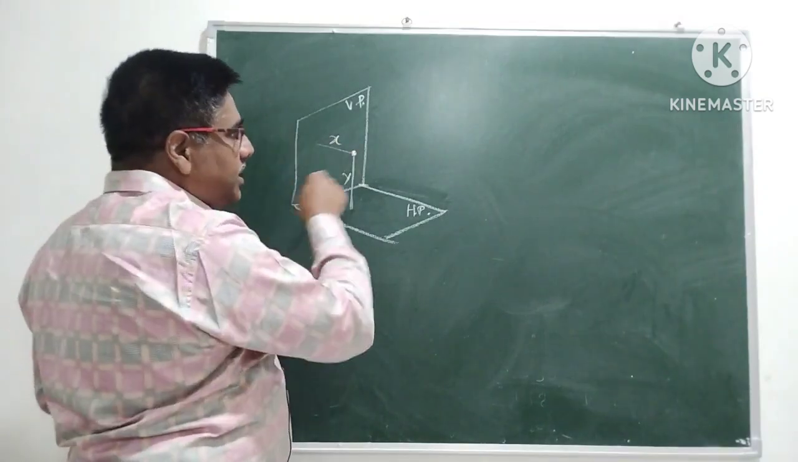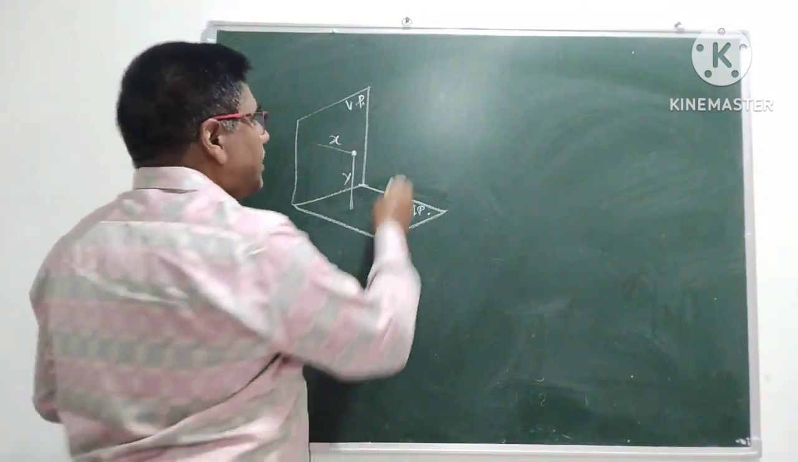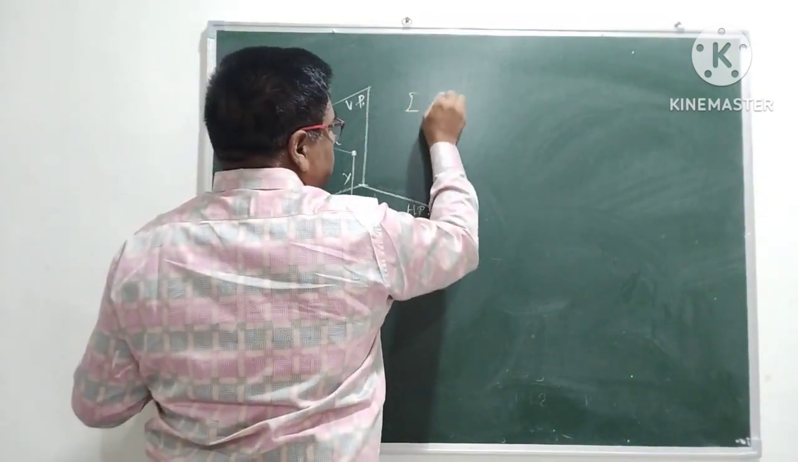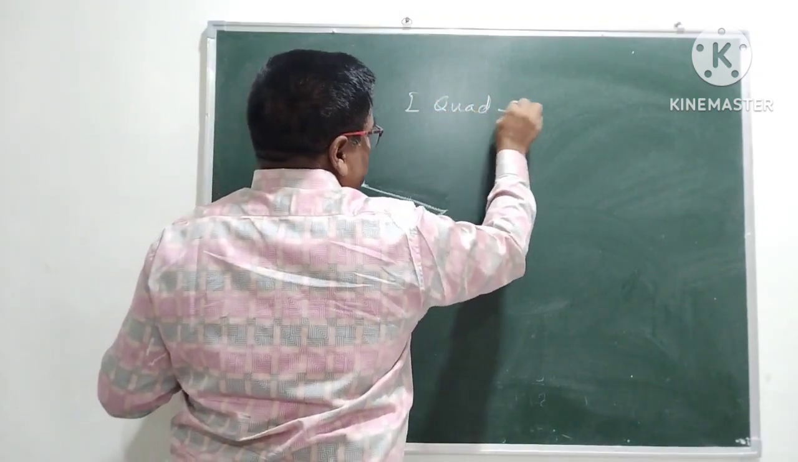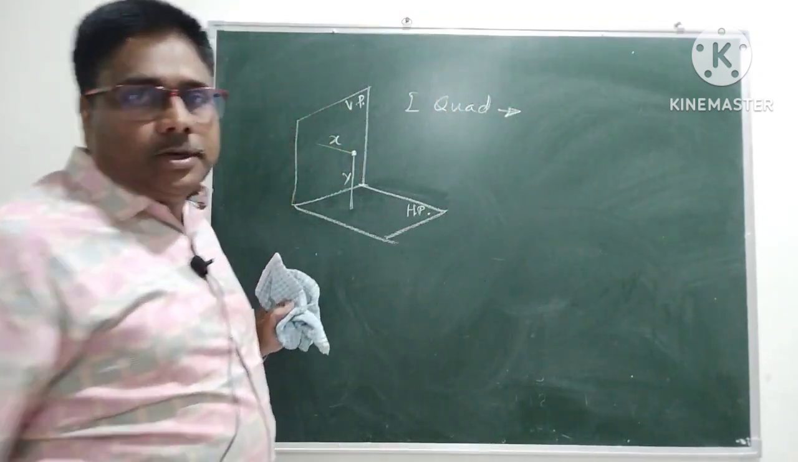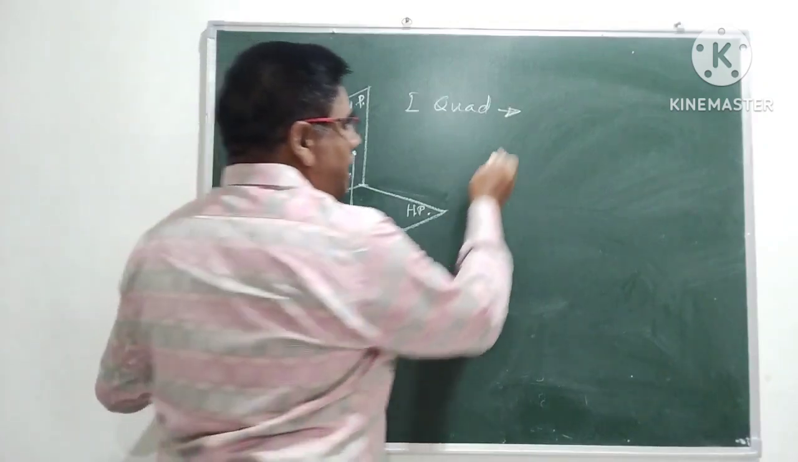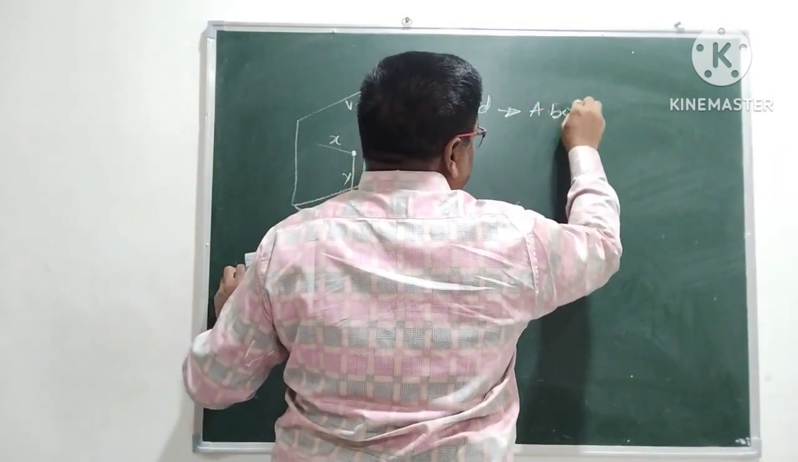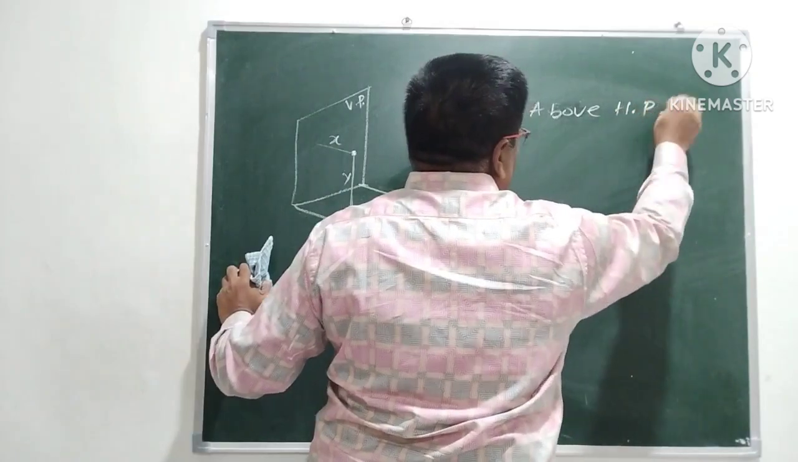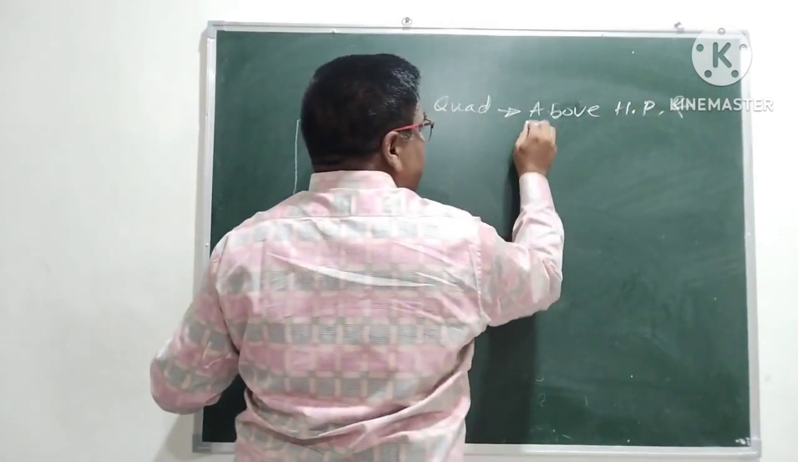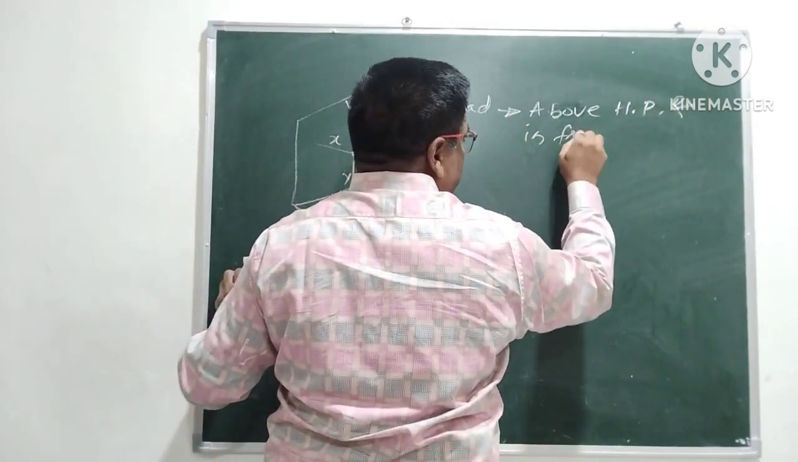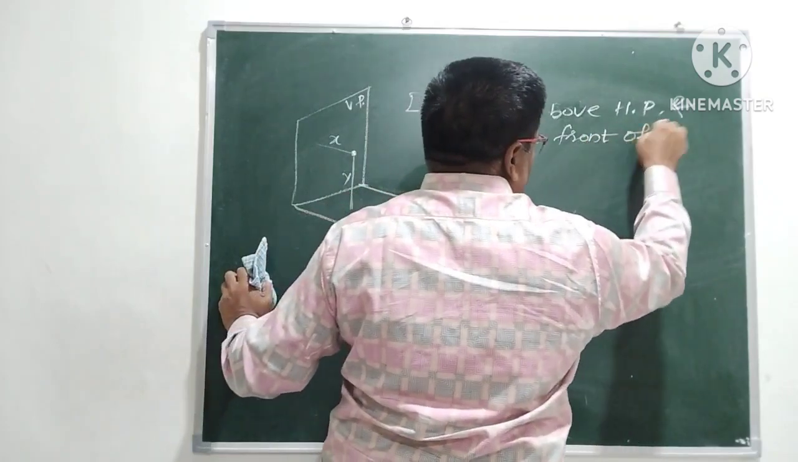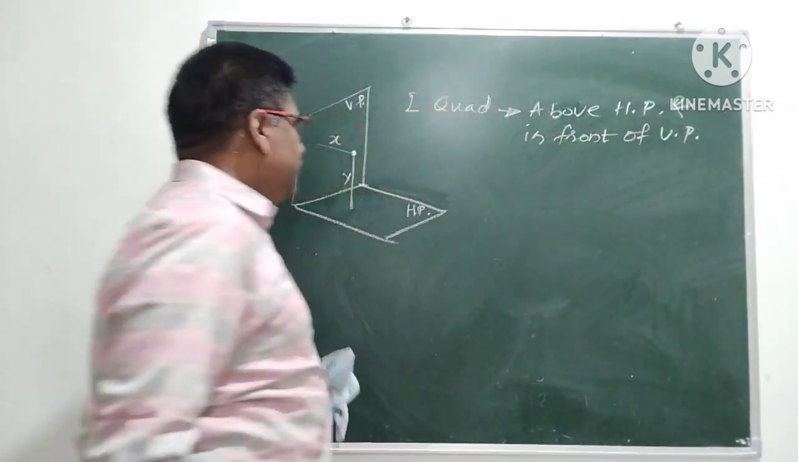Therefore, to specify a point in the first quadrant, what language should be used? Above HP, and in front of VP.